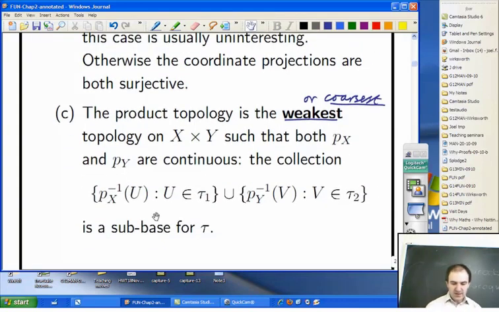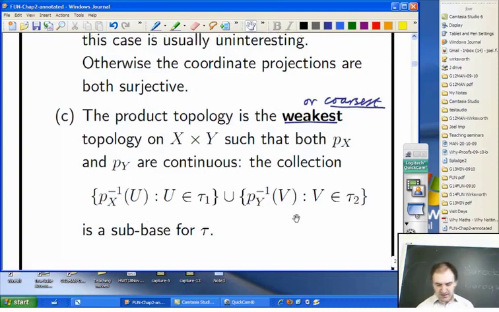And we were just talking last time about the fact that what this means is that you can look at all the preimages of open sets in the first space X using the first coordinate projection. They have to be open. You can look at all the preimages of open sets in the second topological space Y using the second coordinate projection, and these sets have to be open. And as long as you ensure that all of those sets are open, that will ensure that your coordinate projections are continuous, and conversely, if they're continuous, those things have to be open. So if you're looking for the weakest possible topology making those coordinate projections continuous, this should be your subbase.